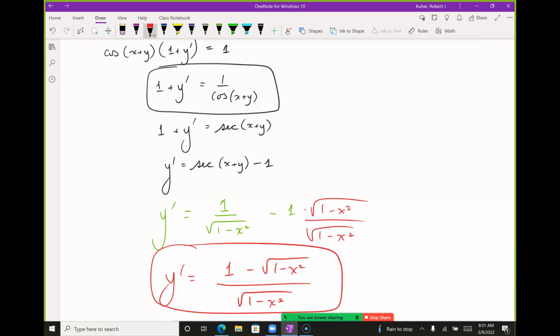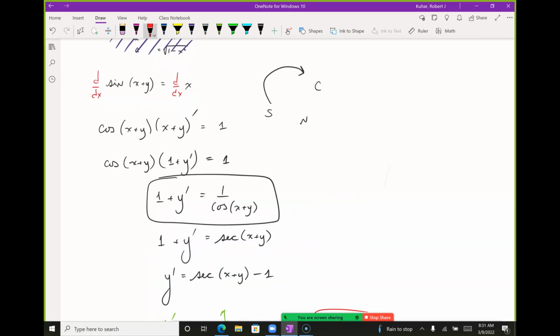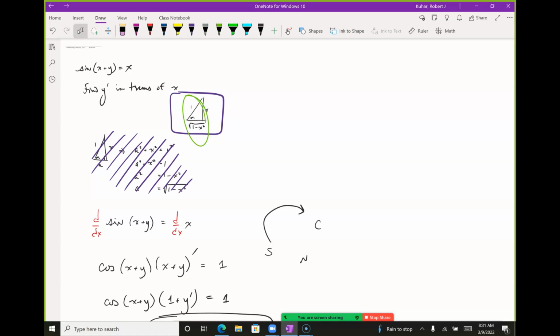Professor, I was a bit confused here. We have secant of x plus y here. Do we say that it's secant of x and use the formula? No. The secant of x plus y is secant of alpha, and I get that from the triangle.